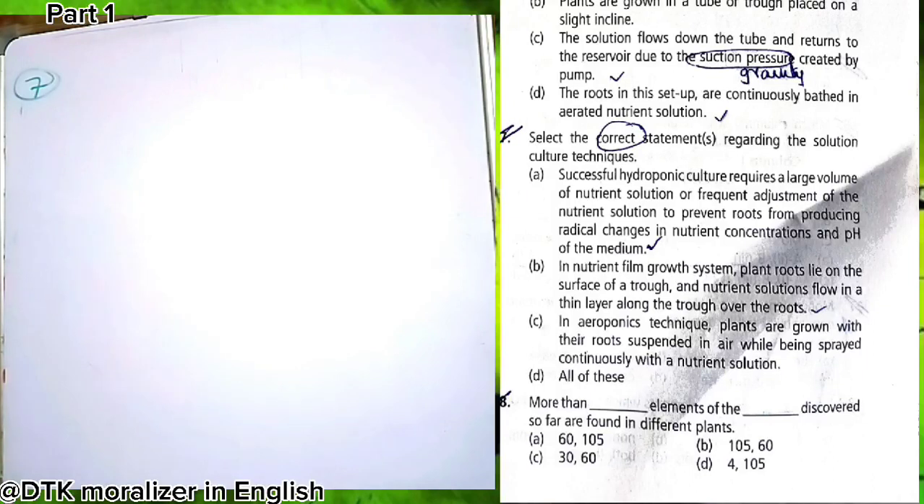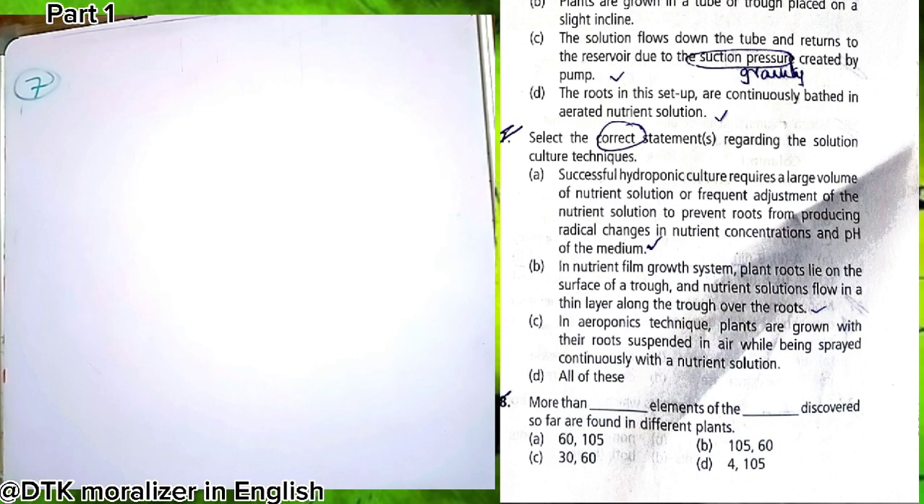Now we head to the 7th question. Select the correct statements regarding the solution culture techniques. Successful hydroponics culture requires a large volume of nutrient solution or frequent adjustment of nutrient solution to prevent roots from producing radical changes in nutrient concentration and pH of the medium. In nutrient film growth system, plant roots lie on the surface of trough and nutrient solutions flow in a thin layer through the trough over the roots.